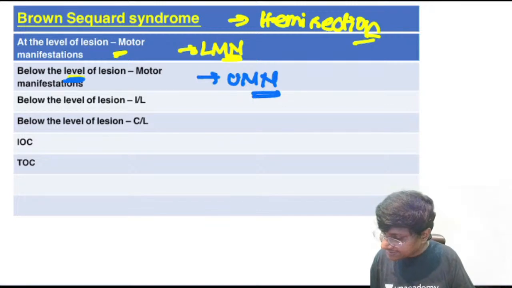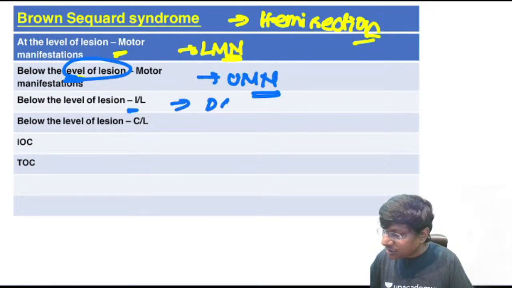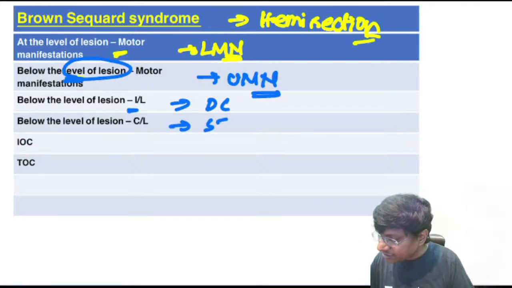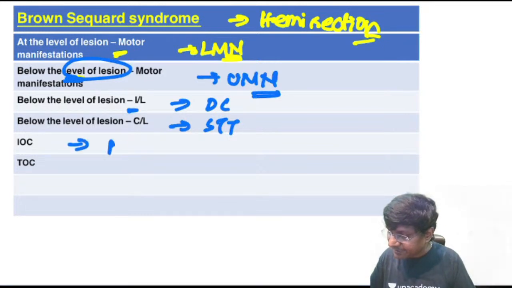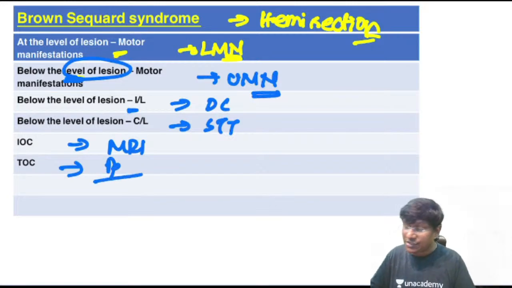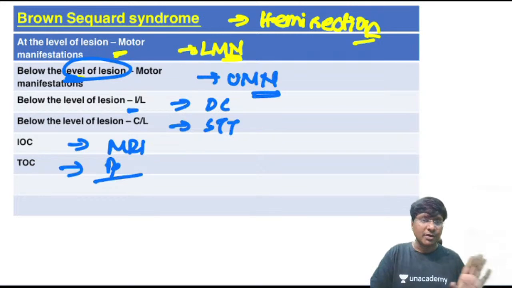Yeah, coming to the sensory manifestations. Sensory manifestations below the level of lesion, ipsilateral side, what sensations are being lost? Dorsal column sensations are being lost. And on the contralateral side, there will be loss of the spinothalamic tract sensations. And investigation of choice will be the MRI, and you have to treat whatever is the underlying cause for the development of the Brown-Sequard syndrome. Okay, so this is about your Brown-Sequard syndrome.